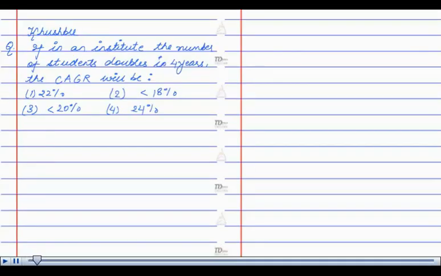Hello, I'm Khushbu. The question is, if in an institute the number of students doubles in 4 years, the CAGR will be. We know that CAGR is given by final value by original value whole to the power of 1 by n minus 1, where n represents the time taken.